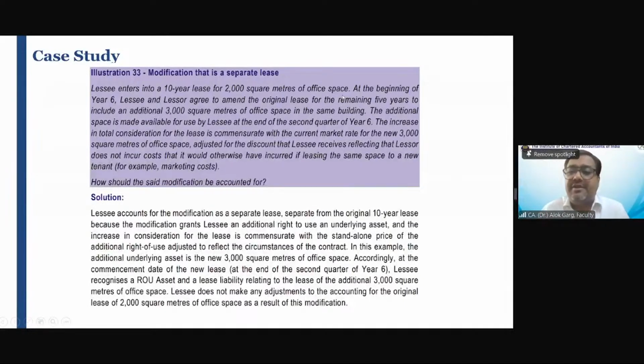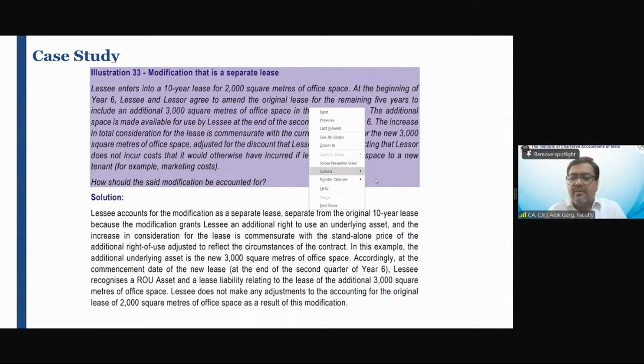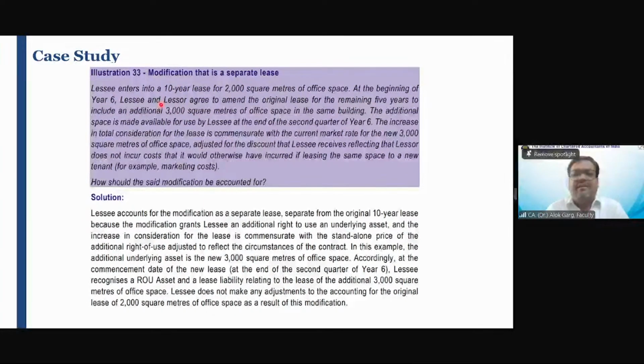Let's discuss illustration number 33. Lessee enters into a 10-year lease for 2,000 square meter of office space. At the beginning of year 6, which means 5 years to go, the end of year 5, lessee and lessor agree to amend the original lease for the remaining 5 years to include an additional 3,000 square meter of office space in the same building.